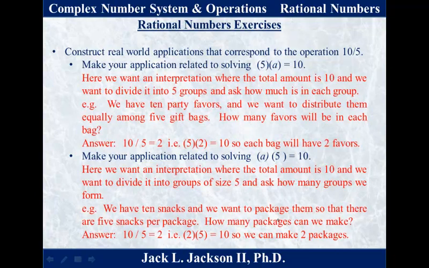Okay, as we come back here, what we want in the first interpretation, remember, is the 5 is the number of groups and the a is the number per group. We have a total amount of 10. So we want some kind of real-world scenario where we start with 10 items, we want to break it into 5 groups, and we want to ask how many are in each group. For example, we have 10 party favors. We want to distribute them equally among 5 gift bags. How many favors will be in each bag? The answer is 10 divided by 5, which is 2. So, in other words, 5 times 2 is 10. So each bag will have 2 favors.